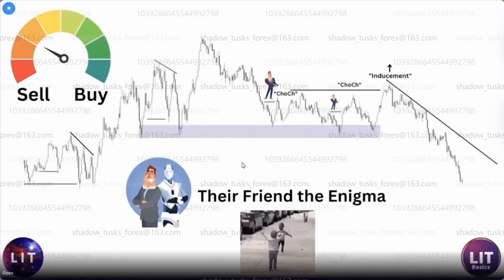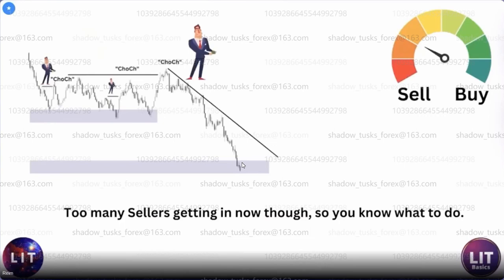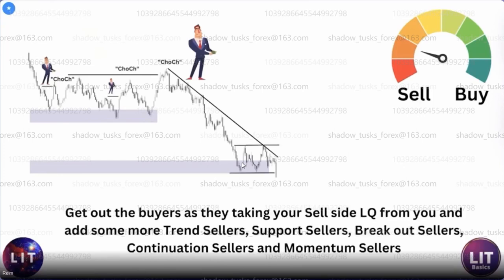And obviously, the moment we enter the next demand area, what are we about to do there? Of course, let's switch the chart first. Let's give them the fake reaction. Okay, obviously it's a demand area, so it has to react from it. Smart money traders, oh yeah, sure, of course. So we obviously need some reactions from there just to stop them out. Too bad for them. Get out the buyers as they're taking the sell side liquidity from you and add some trend sellers, support sellers, breakout sellers, continuation sellers, momentum sellers.